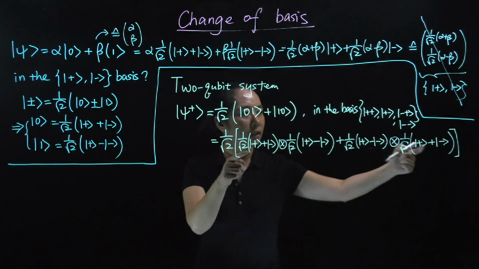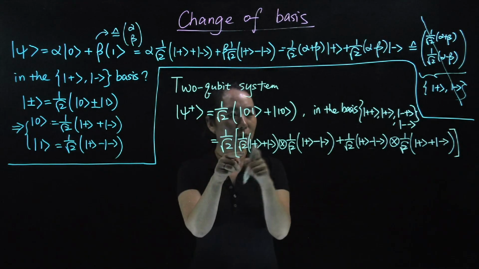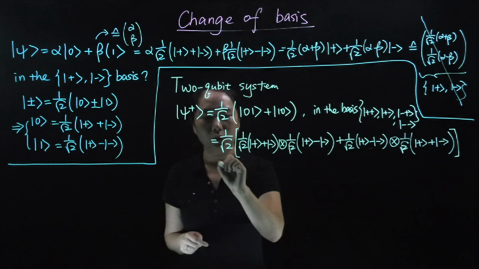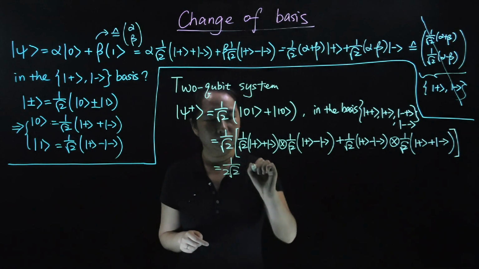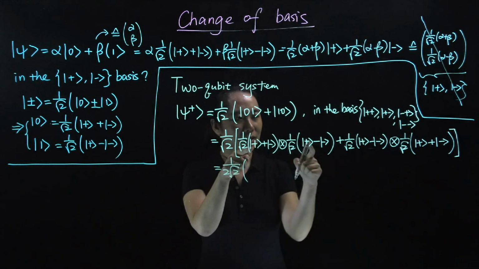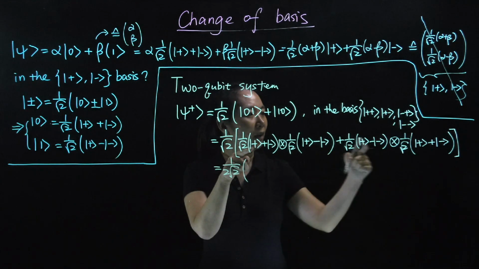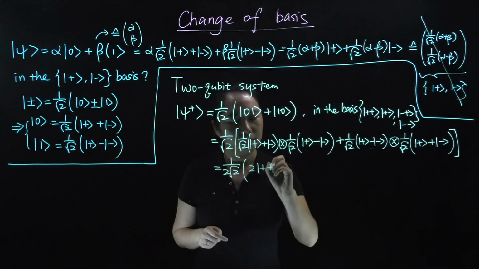And now let's just work out the terms. We have a square root 2, a second square root 2, and a third square root 2. So this gives us 1 over 2 times square root 2. What is inside the bracket? We have this plus plus term, and add on another plus plus term. So we have 2 plus plus.